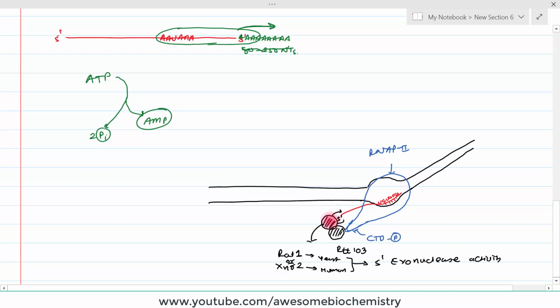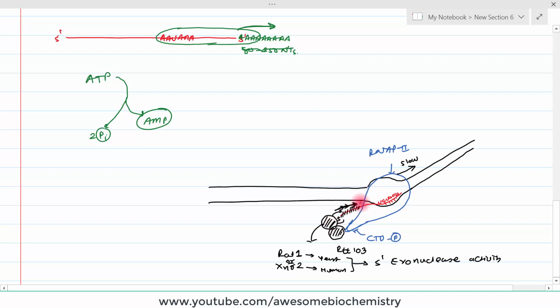So what will happen? This RAT1 or XRN2 will digest this RNA one nucleotide at a time. Okay, so it will move slowly in this direction. Meanwhile, RNA polymerase II is also moving in this direction, but the speed is slow over here, whereas the activity of this RAT1 or XRN2 complex is very, very high. It is a highly processive enzyme, so the speed is going to be very, very fast. So ultimately, eventually what will happen?